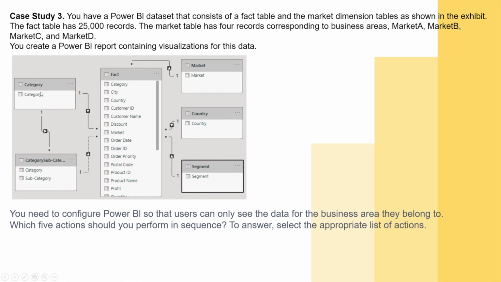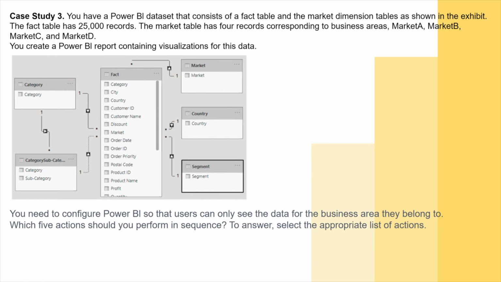So as you can see, we have a category table, a category subcategory table, a fact table, and market, country, and segments. And all these are related many to one, many to one, many to one for market, country, and segment. Whereas for category, it's one to many, and category to subcategory is also one to many.